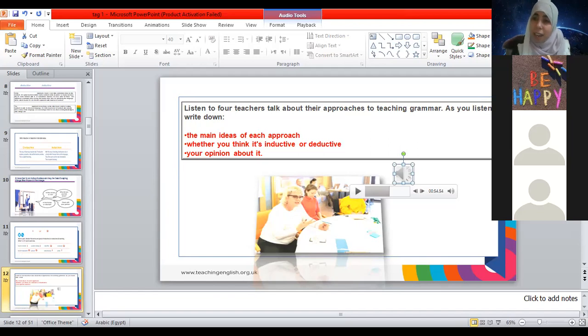So this is the inductive way, by the way, okay? But here the teacher... Inductive after deductive. Yeah, that's right. He said, I teach the rules. He doesn't give the learners a chance to notice, as you said. Yes, no.